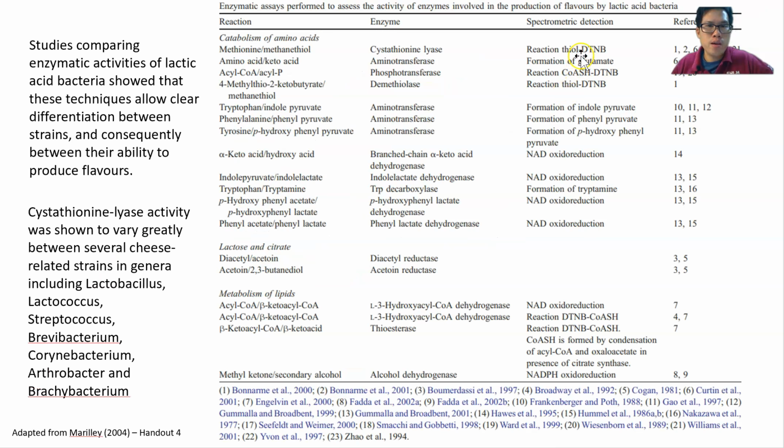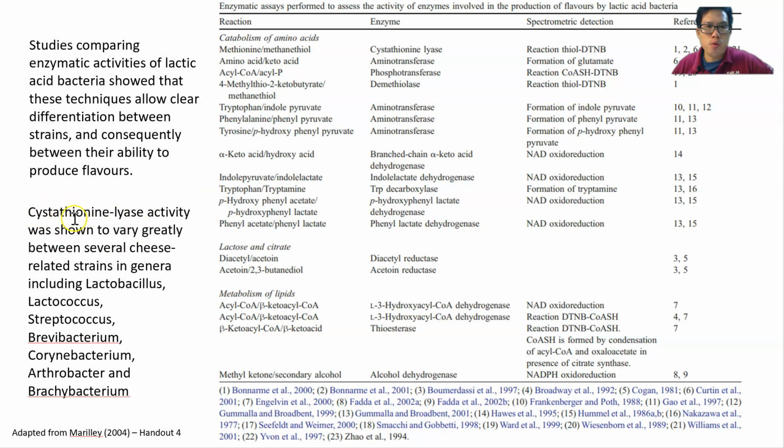So you can see from here, okay, these are the enzymes here. You can see the studies comparing the enzymes of lactic acid bacteria show that these techniques allow clear differentiation between strains, okay. So different strains of microorganism contain different amounts, or different concentrations, of the enzymes, and these will affect the ability to produce different types of flavors, right?